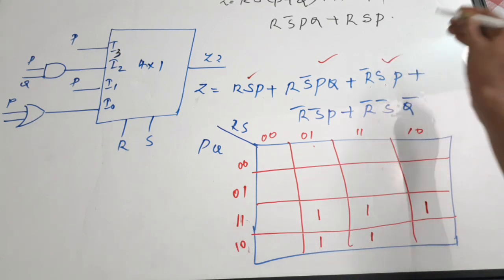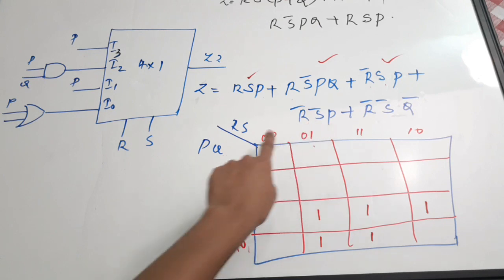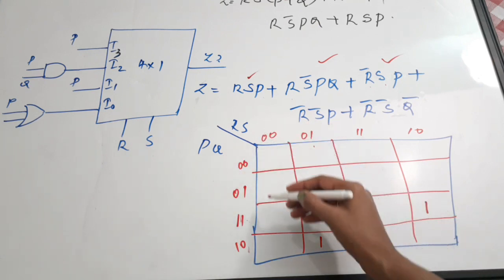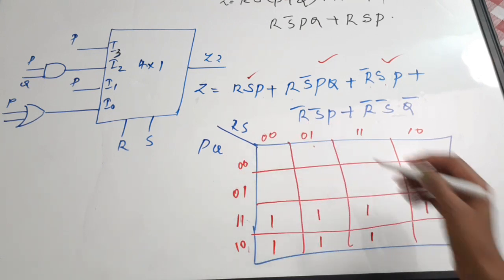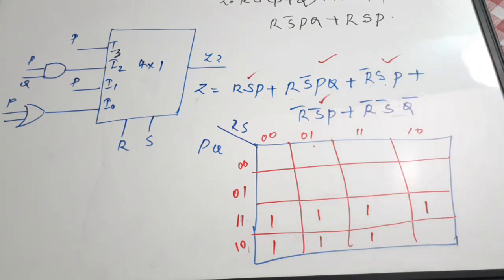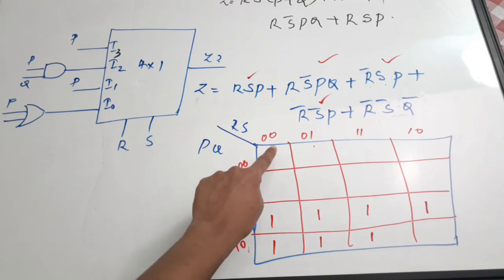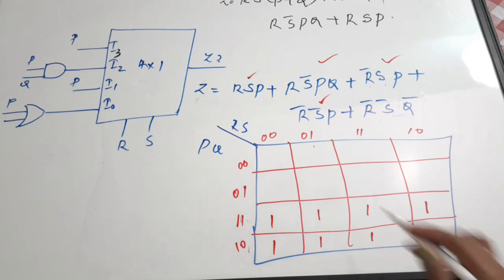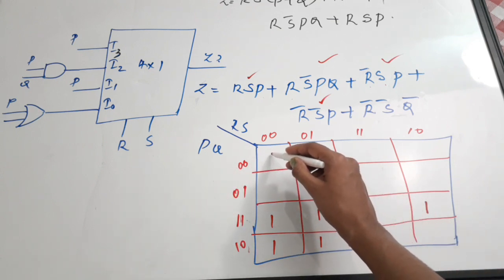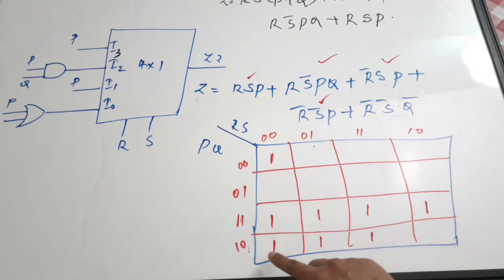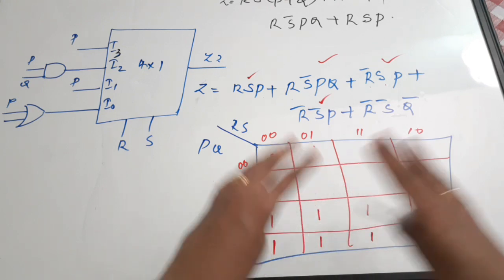Next one. So we have realized this term also. Next one, R bar S bar P. R bar S bar and P is here. So we have put it for that also. Last term, R bar S bar and Q bar. So R bar S bar and Q bar is here also, and here we have already put a 1. So these are all the terms.